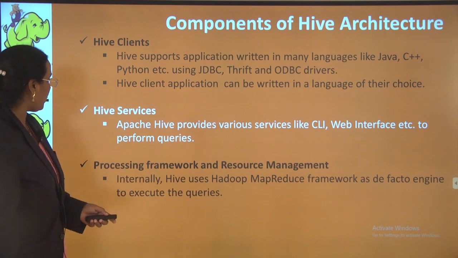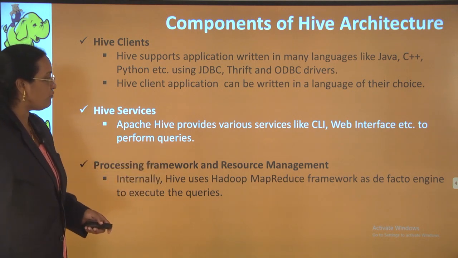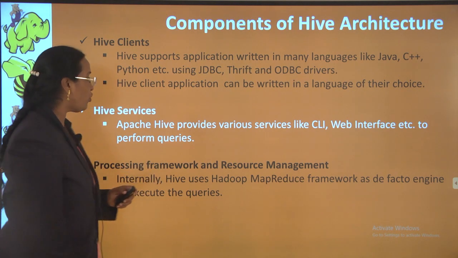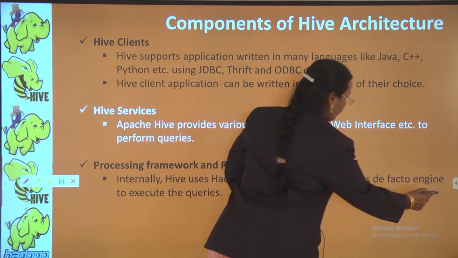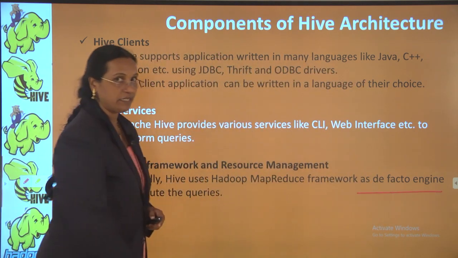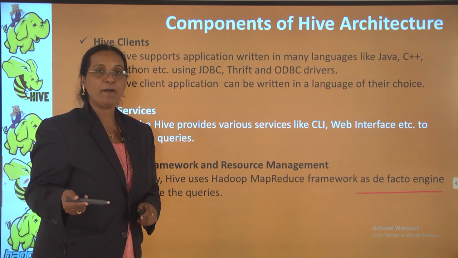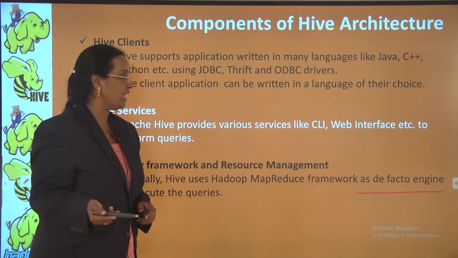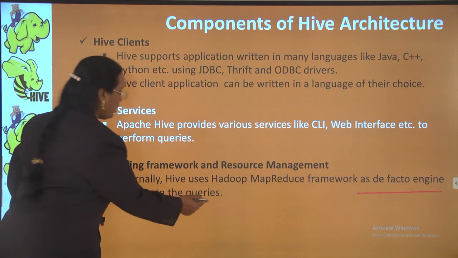The next is called the processing framework and resource management. Internally, Hive uses the Hadoop MapReduce framework as the de facto engine. This is called a de facto engine. This is where the conversion happens. That means all the Hive query language will be converted in the form of MapReduce. That mechanism we call the de facto standard, the de facto engine to execute the queries.